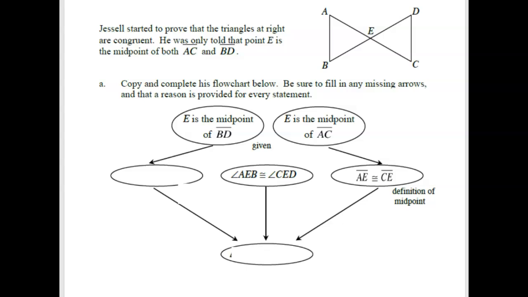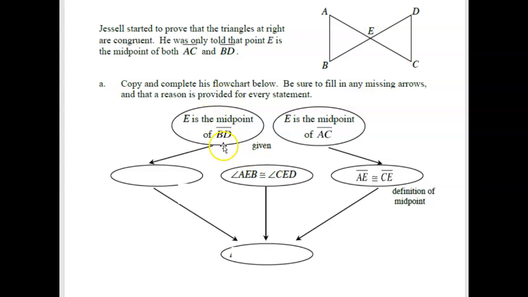So Giselle started to prove that these triangles at the right are congruent. He was told that E is the midpoint of AC and BD. Okay, so, and that's it. That's the only thing that we were told. Okay, so based on this information, let's see kind of what we have to work with.